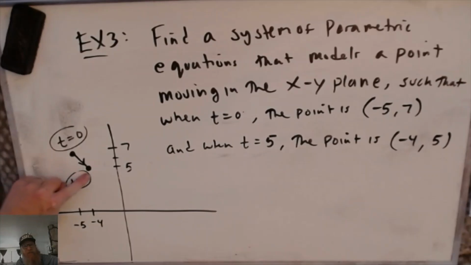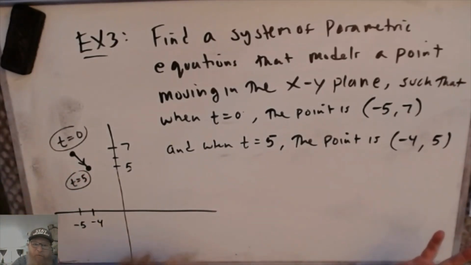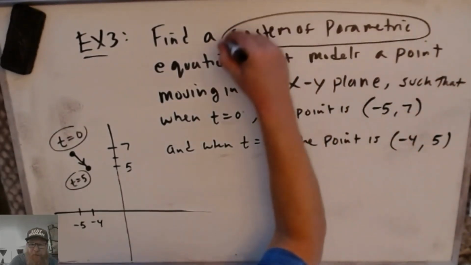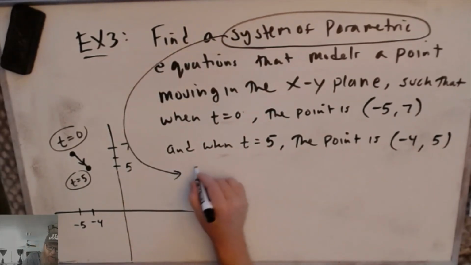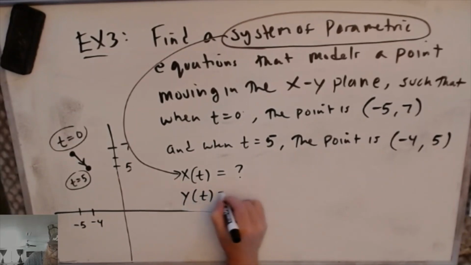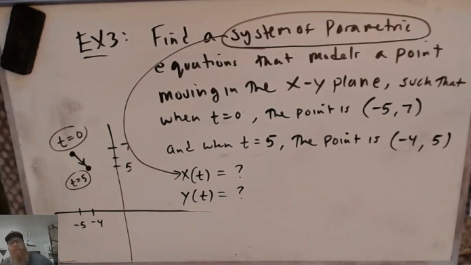And then after 5 seconds or 5 whatever units of time you're measuring in, I usually think of them as seconds because it's like a movie. In fact, a movie is probably more than a second. It's like a tenth of a second or something between each successive frame. Okay. So you want to find a system of parametric equations. So we want to know what is x and what is y in terms of t. That's the system of parametric equations.